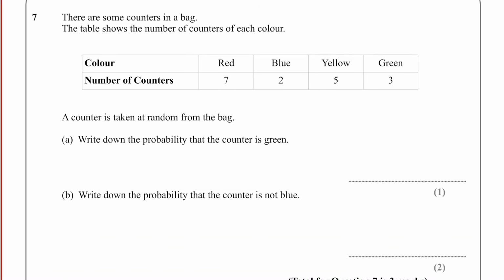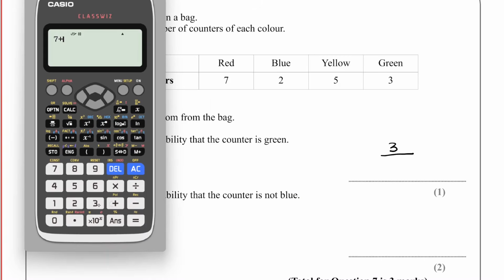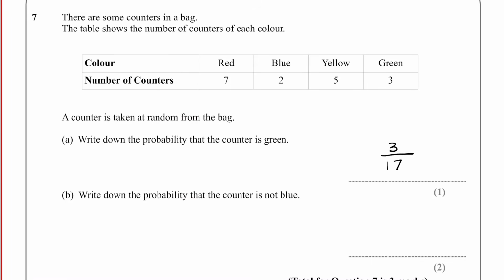Question 7. There are some counters in a bag. The table shows the number of counters of each colour. A counter is taken at random from the bag. Write down the probability the counter is green. So there are 3 green out of how many in total? So we need to know the total. So if we do 7 plus 2 plus 5 plus 3, we get 17. So 3 out of 17 are green.